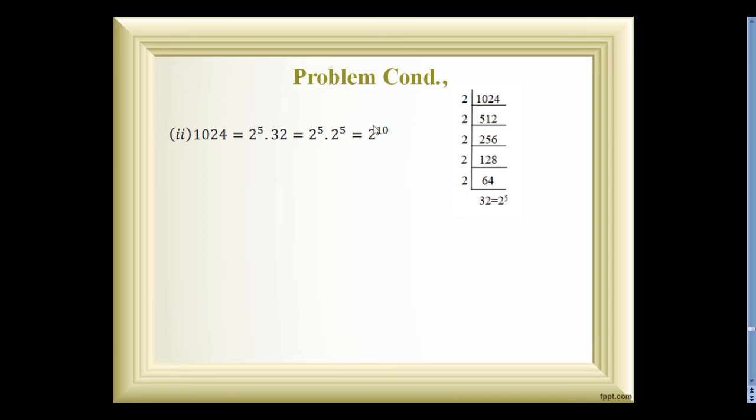And finally, taking all the 2 values, here totally you have 5 multiples of 2, so 2 power 5 into 32. 32 can be written as 2 power 5. Since 2 is a prime and here also 2 is a prime, the powers can be added. We get 2 power 10. So this is the canonical decomposition of 1024.